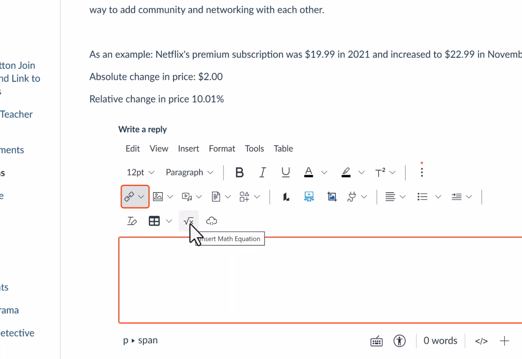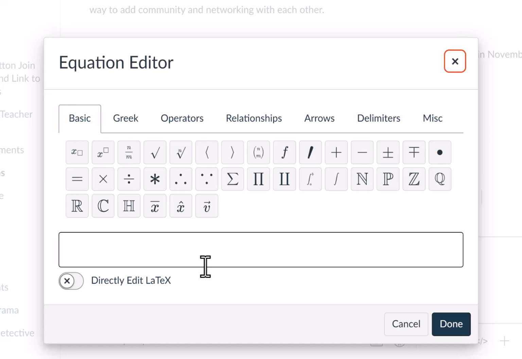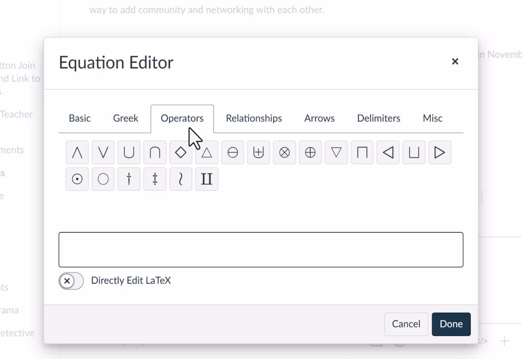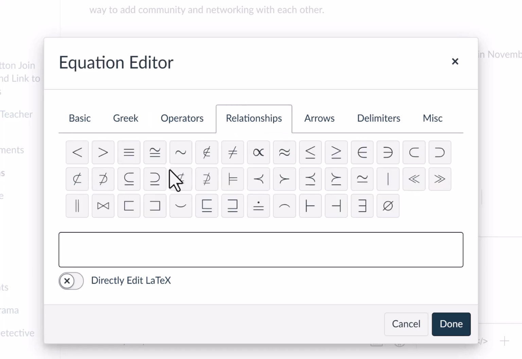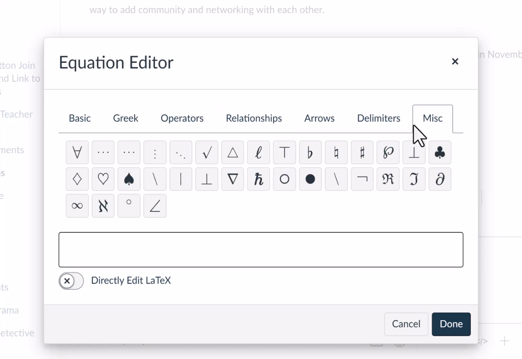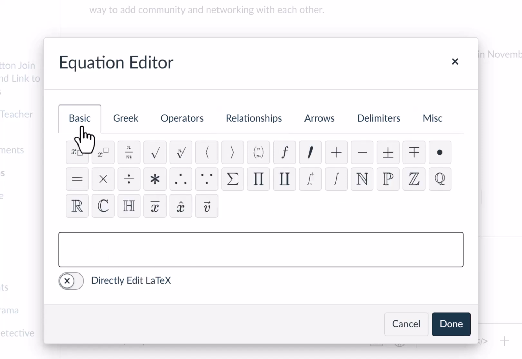When you hover over it, you'll see Insert Math Equation. This will open up our equation editor. Notice there are multiple tabs. Operators is where you're going to find union. Relationships is where you're going to find greater than or equal to, less than or equal to. What I think I use the most in miscellaneous is the infinity sign. But let's go back to basic.